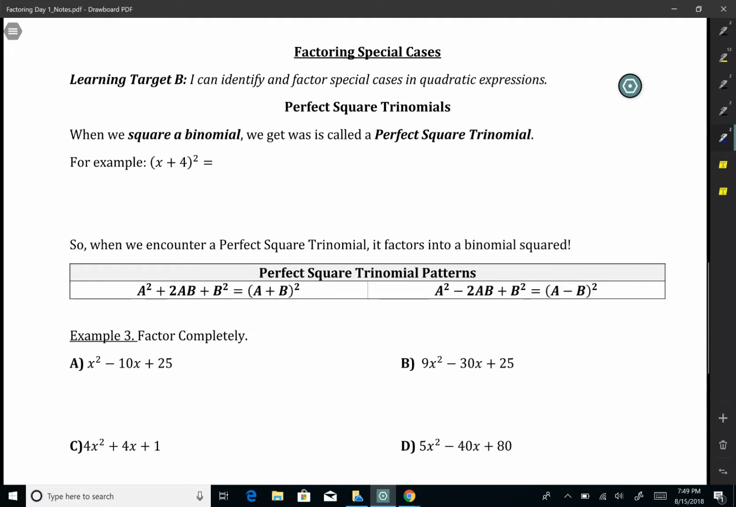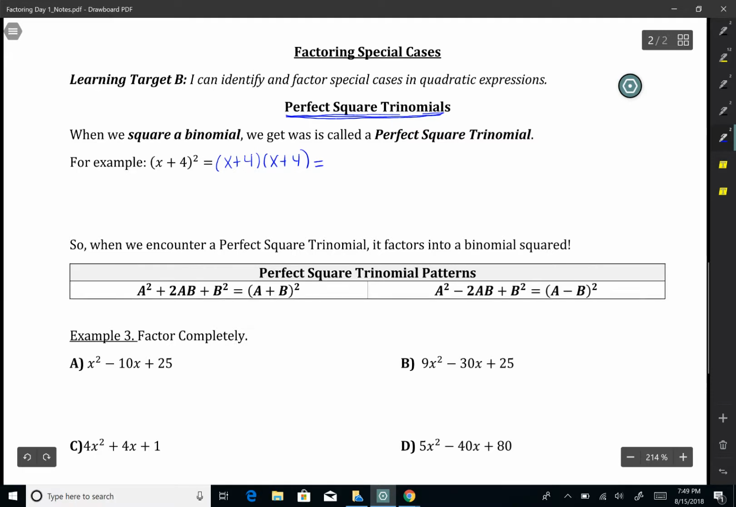The first special case we have is called a perfect square trinomial. Remember, trinomials have three terms. Okay, so let's see, how do we get a perfect square trinomial? When we square a binomial, we get what is called a perfect square trinomial. So for example, the binomial x plus 4 quantity squared. When we square something, that means we multiply it by itself. So I need to multiply x plus 4 times x plus 4.